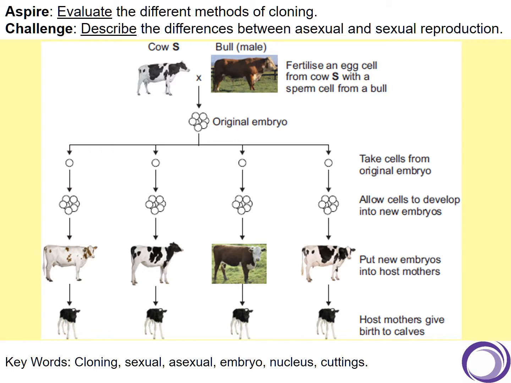Those cells are allowed to develop into new embryos in the lab up to 7 days, and each new embryo would be transplanted into a surrogate or host mother. And the host mothers would give birth to calves. And all of those calves, all of those offspring would be genetically identical to the original embryo. But in this example, they are not genetically identical to either parent because there is still a mix of gametes, a mix of genetic information during sexual reproduction.